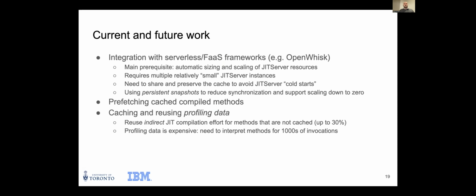And another direction is caching and reusing profiling data. So for those up to 30% of methods that are not cached and reused, instead we can optimize the indirect overhead of the JIT compiler, which is collecting profiling data. We still compile from scratch, but we do it earlier, knowing that there is already profiling data for those methods.